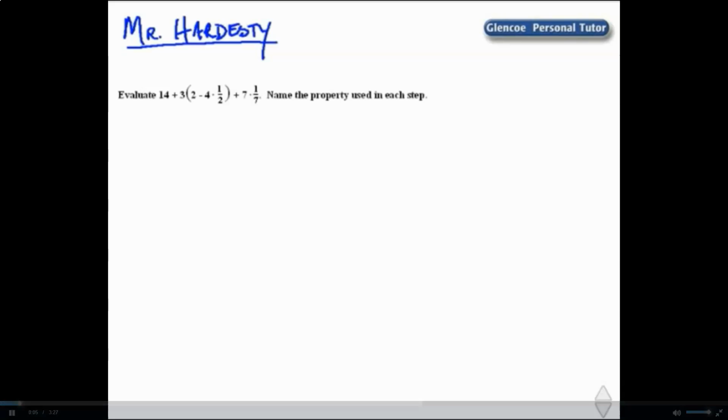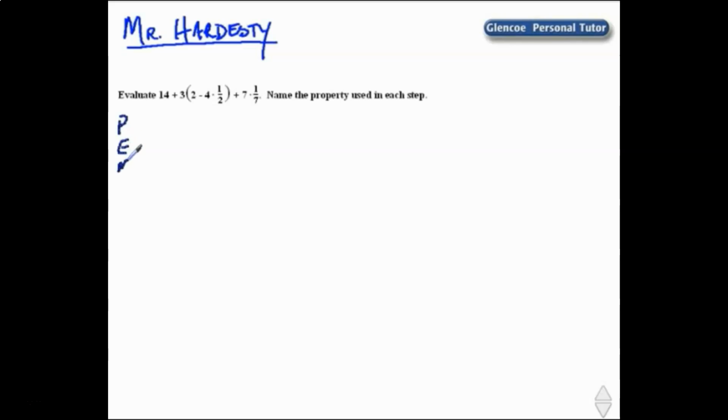We'll use algebra and order of operations to evaluate a given problem and state our properties along the way. Evaluate 14 plus 3 times the quantity 2 minus 4 times 1/2, plus 7 times 1/7. Name the property used in each step. According to order of operations, we want to take care of the parentheses first, and inside the parentheses, there is subtraction and multiplication.